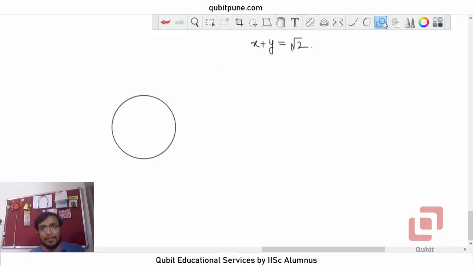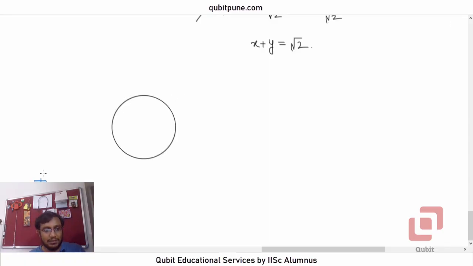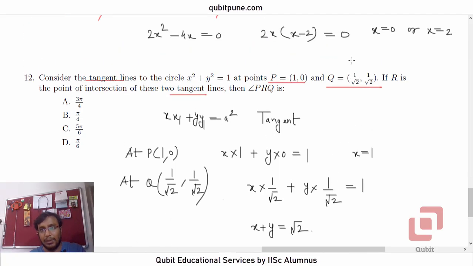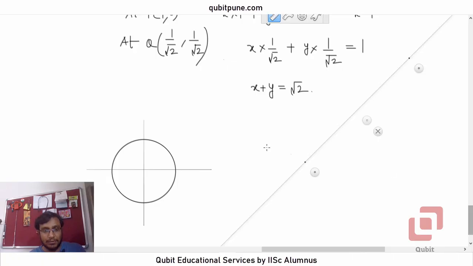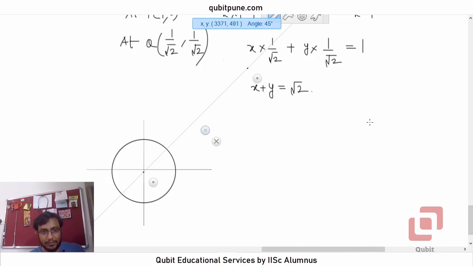Suppose this is our circle. These are our axes, x and y. Now clearly the point 1 by root 2, 1 by root 2 is going to lie on y equal to x, correct? So if we now draw the line, that's 45 degrees. So here is going to be our point P.